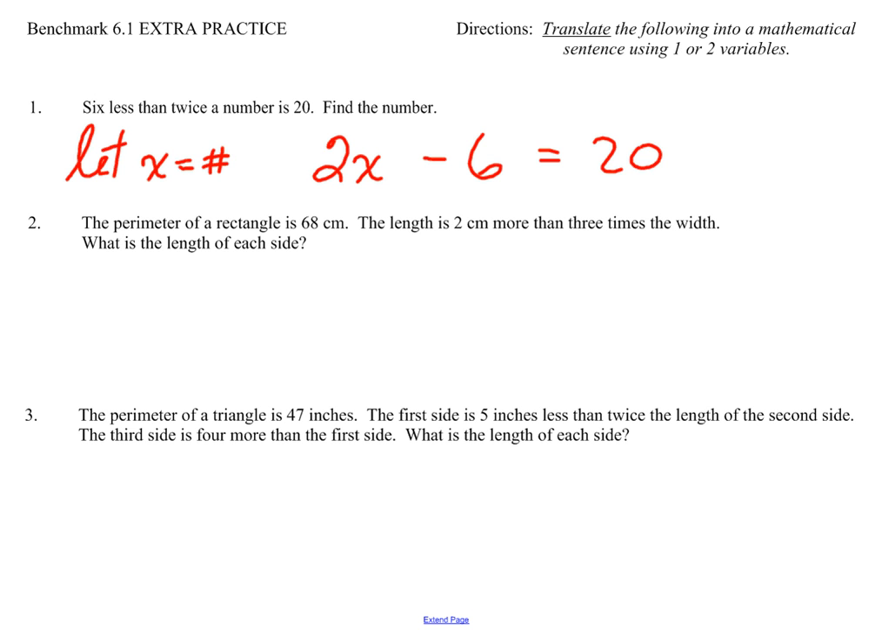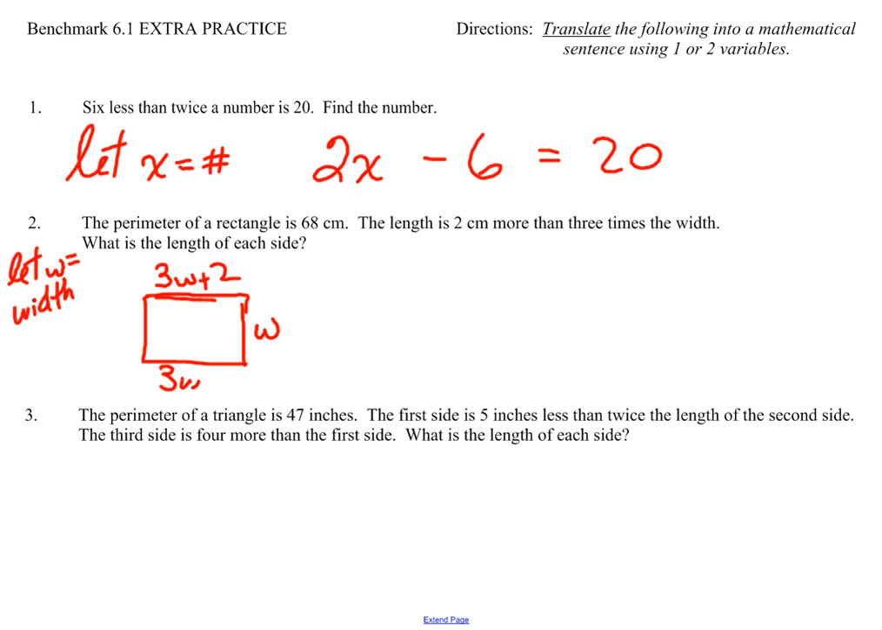The second one's a perimeter of a rectangle problem, so I'm going to draw my rectangle first. The length is 2 more than 3 times the width. So if I let W be my width, then right in the picture I can say my length is 2 more than 3 times that width. Oh, W, sorry. And that's pretty much it.